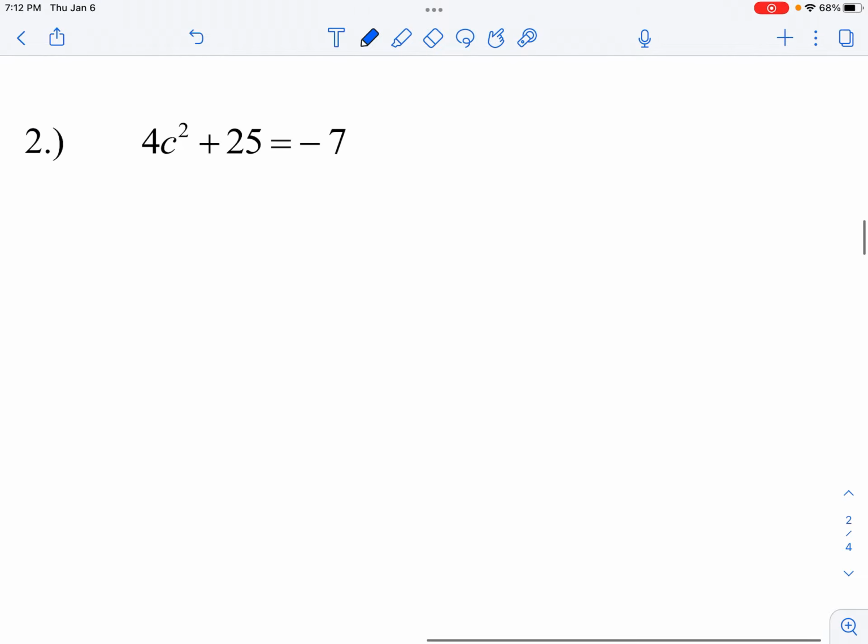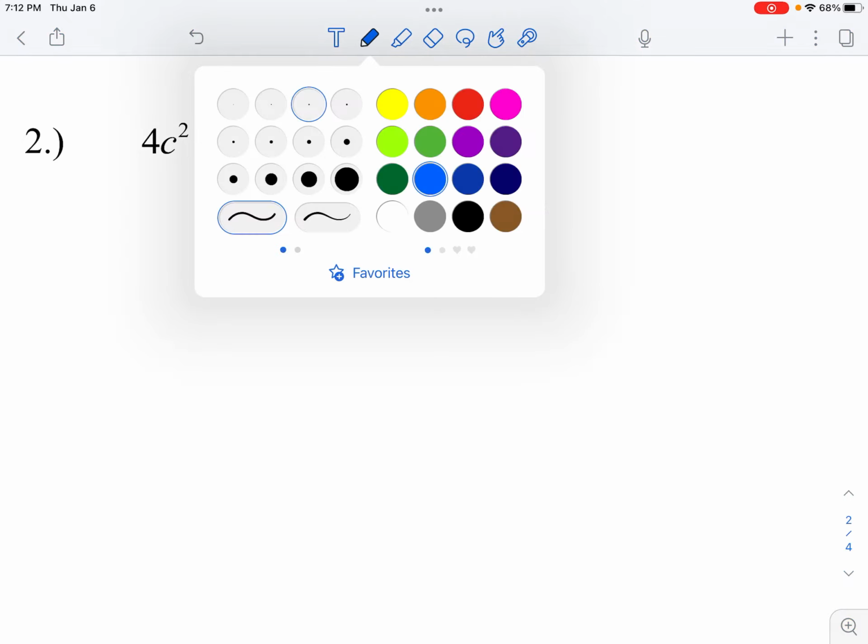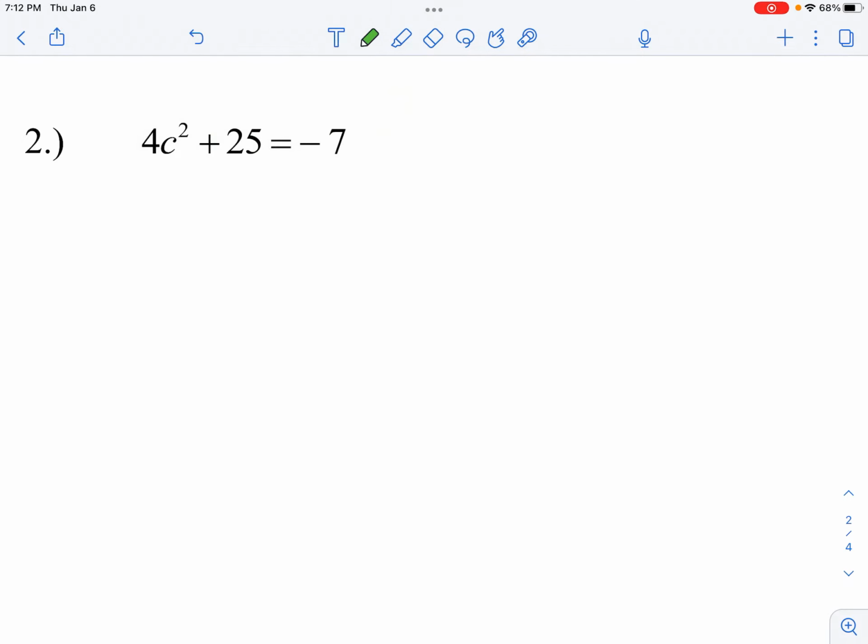Problem number 2, I want to study the equation and decide factoring or square rooting. Which one would be more efficient in this particular situation? Now here's what I notice. I've got a squared term. This is a number, and this is a number. This one has no linear term, meaning there's nothing that's just a plain c, because the variable is c here. So what that means is I can actually solve this best by square rooting.